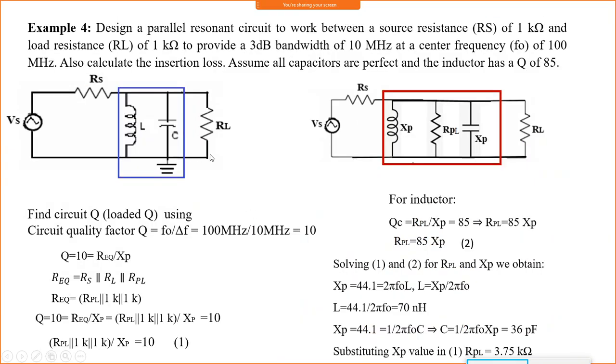One more problem here, similar, to calculate the insertion loss only. Design a parallel resonant circuit to work between a source resistance RS of 1 kilo ohm. Actually, this problem I already did. The design part we did in the previous class. For the same problem, we have to calculate the insertion loss.